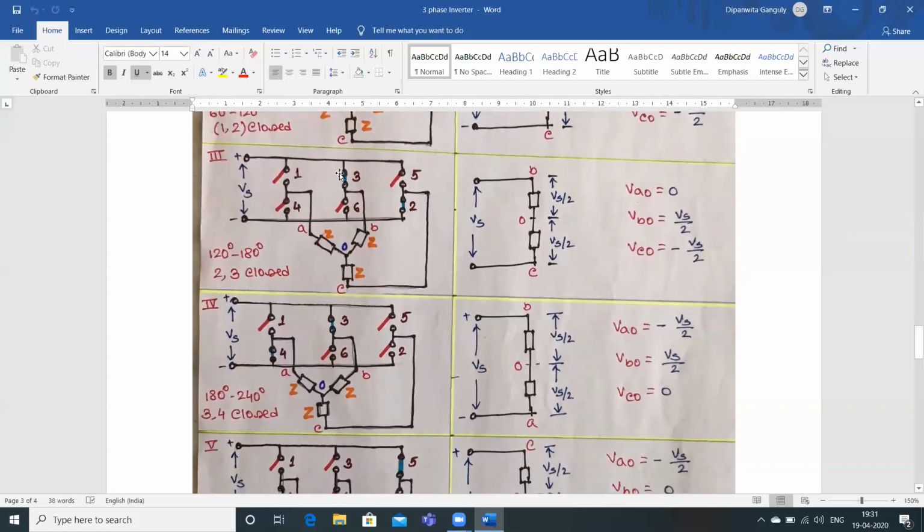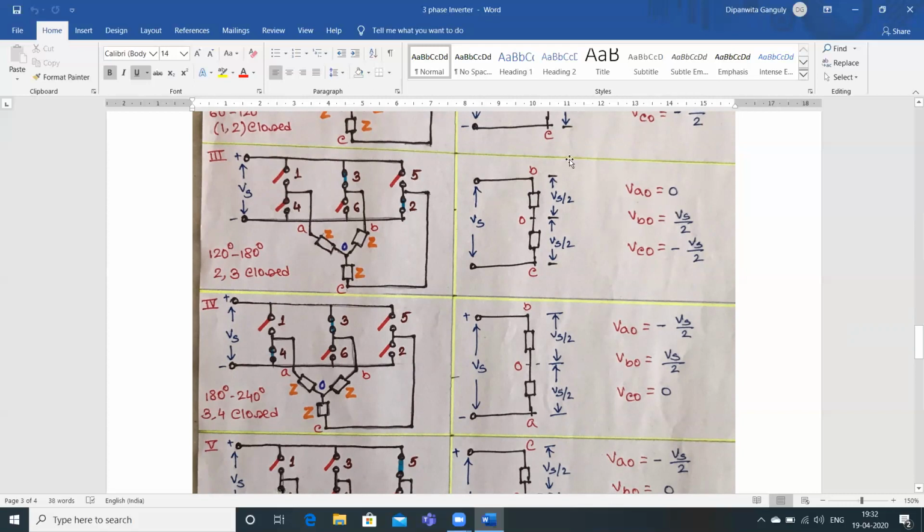Here thyristors 2 and 3 are on for the 120 degree to 180 degree mode of operation. 2 and 3 are closed, remaining all are off. So here phase A is not connected with the source. Phase B is connected with the positive terminal of the source via switch 3 and phase C is connected with the negative terminal of the source via switch 2. So VAO is equal to 0 because phase A is not connected with the source.